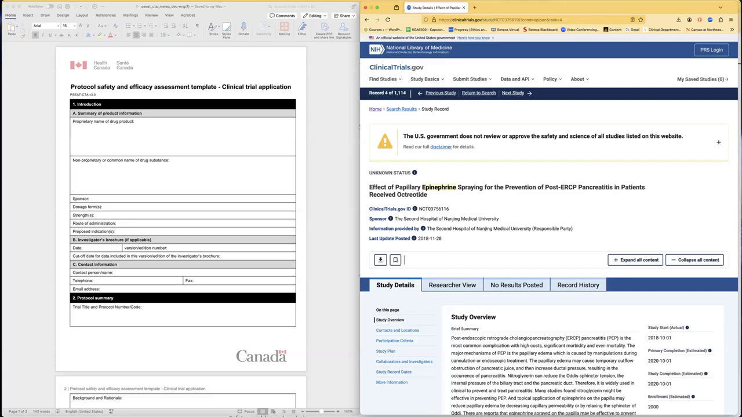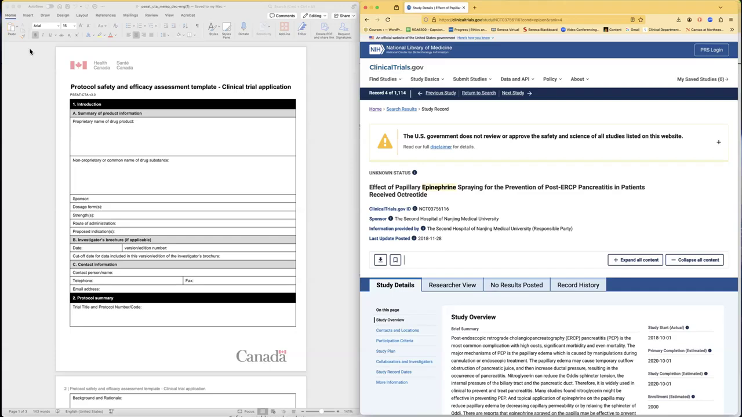So this is clinicaltrials.gov, maintained by the National Library of Medicine, but of course by FDA. So what I did is that I just chose a product, which is a combination product. So this is epinephrine plus a puffer, epinephrine spraying. And I'm just going to write a PSEAT, or a Protocol Safety and Efficacy Assessment template for conducting this study in the US, in Canada.